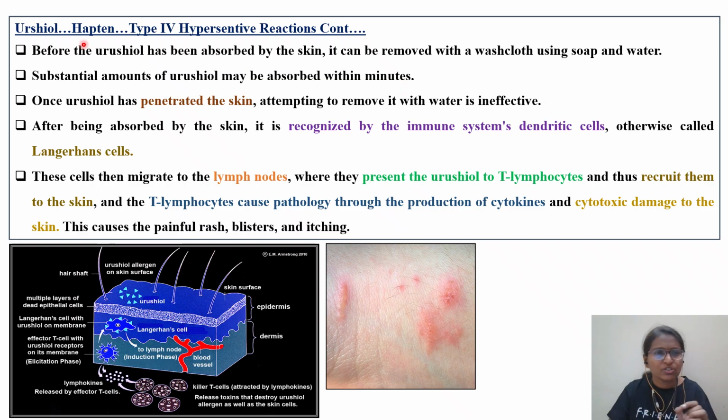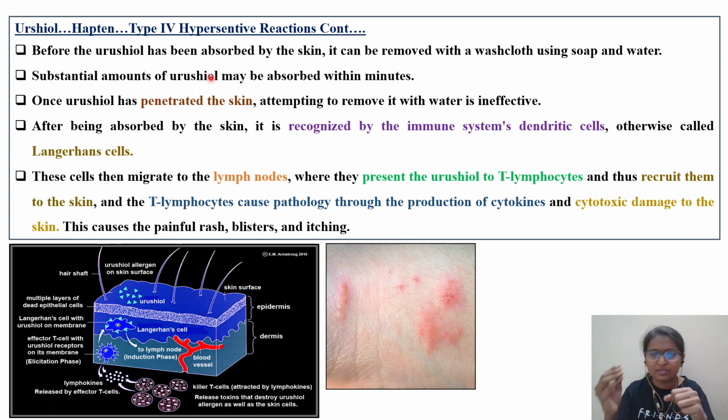So urushiol is a hapten, type IV hypersensitivity reaction. In addition, I will tell you to read all four. But I recently came across that there are a total of 5 types of hypersensitivity reaction: type 1, 2, 3, 4, and the fifth one is also there. Read it, and how they are mediated: IgE, IgM, IgG, cytotoxic. These are the comparisons used. Read. Then we have before the urushiol.